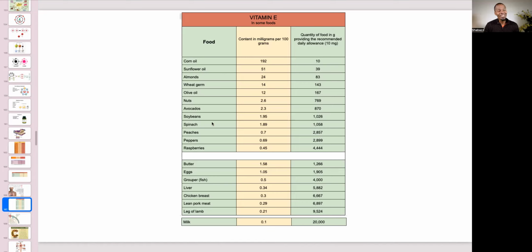So again, as you see the chart, the lower it goes down the list, you're going to get less vitamin E, but you're going to have to eat more of the food. And it also depends on where you're going to get most of your calories. Raspberries, I love raspberries, a wonderful antioxidant. But right here, it may not be your best source of vitamin E, all right?